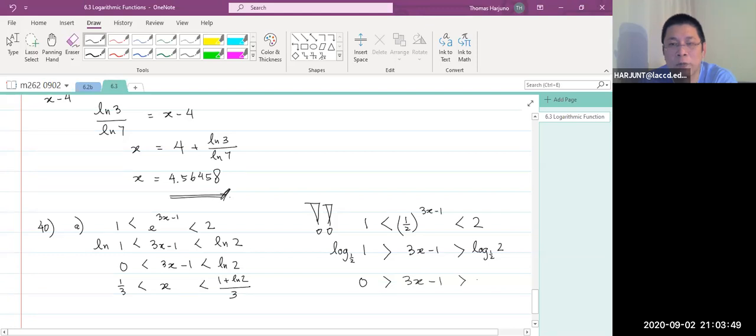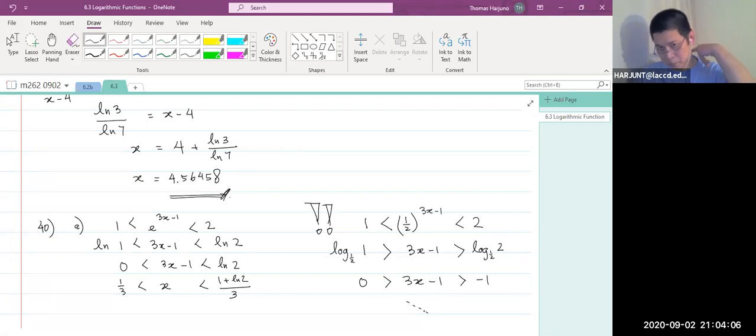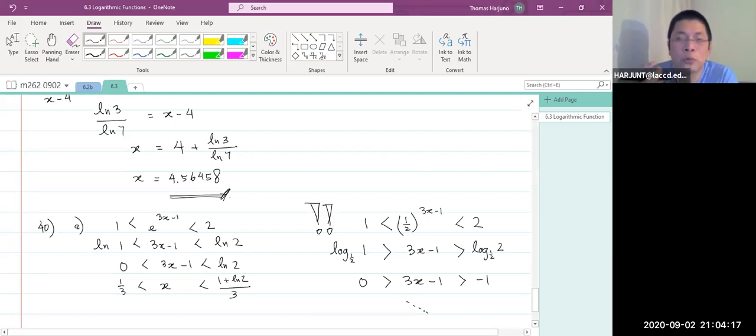And I wonder if you know that this is -1. And then so on and so forth. If you apply log base 1/2, if you apply natural log, then you don't have to, even though your answer will be very, very complicated if you do so.